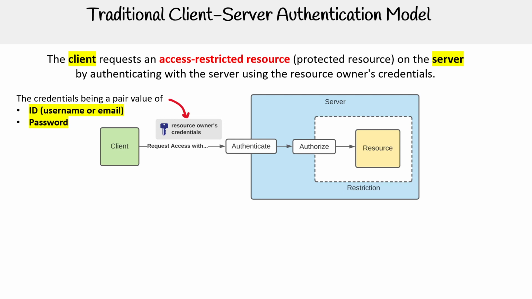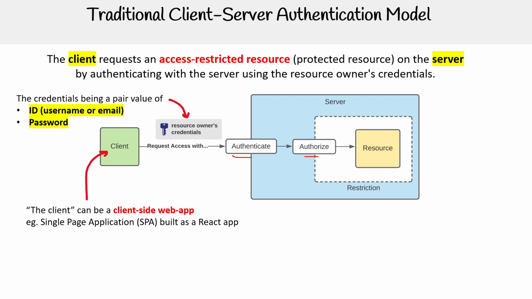And so you see here we have authenticate, and then there's authorize, which is the separate step here into the resource. So what could the client be? The client generally would be a client-side web app. So think of a single page application built as a React app could be an example of what a client is. The server can be the server-side web app. So maybe it's Ruby on Rails that serves an API.